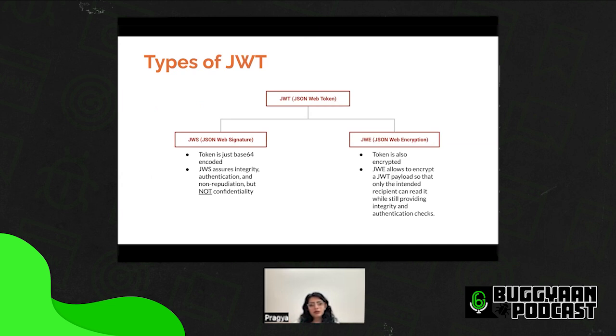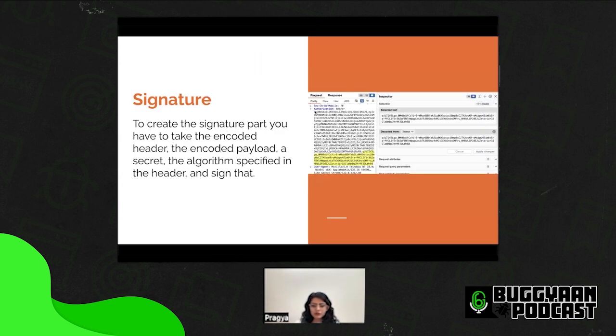Now, there are two types of JWT. I think you may have heard about them, JWS and JWE. JWS, which is JSON Web Signature, is typically the JWT only. The token which we saw here is a JWS only. We can use both the terms JWT and JWS for this token.